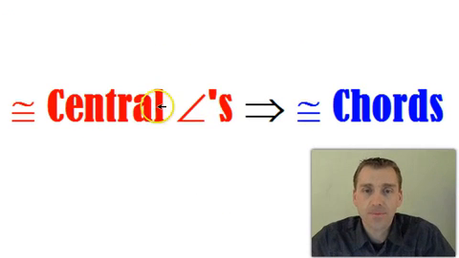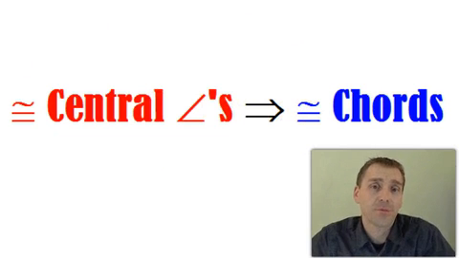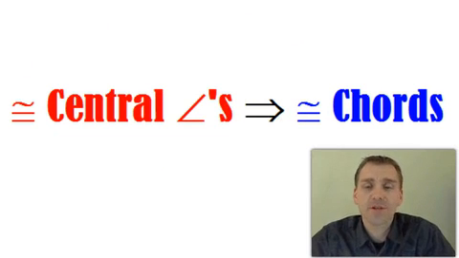Congruent central angles implies congruent chords. And by the way, even though there are words, I'm going to put them up here for you, that right there is what you can use in a two-column proof. You're welcome. But let's go back and do this now.